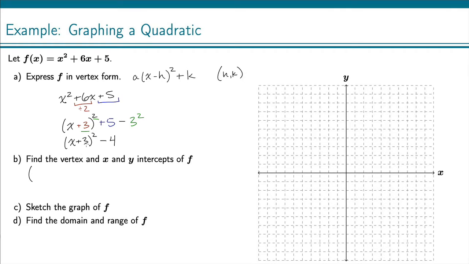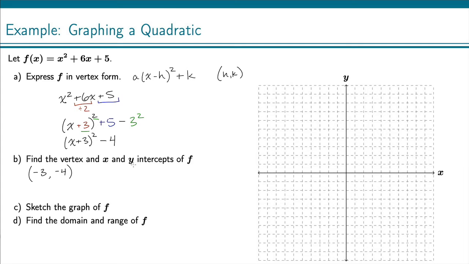So looking at this form and comparing it up here, we see h is negative 3. It's going to be the opposite sign of what's here. So h is negative 3, and then k is that number out here. So that's going to be negative 4.